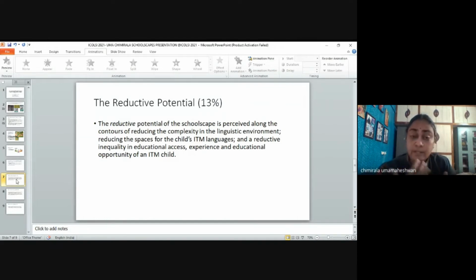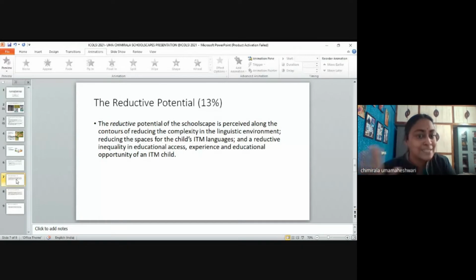The stronger opinion came when they were saying that this is indicative of an inequality in educational access, experience and educational opportunity for an ITM child. Well, one of the sound principles of education itself is to start from what the child knows. And for mother tongue education, there is ample research evidence to start with mathematics in mother tongue. But no, we have to start with mathematics in Hindi only, or in English only.